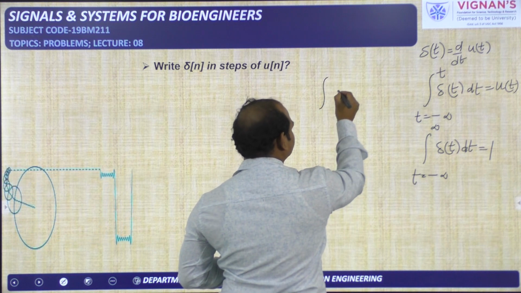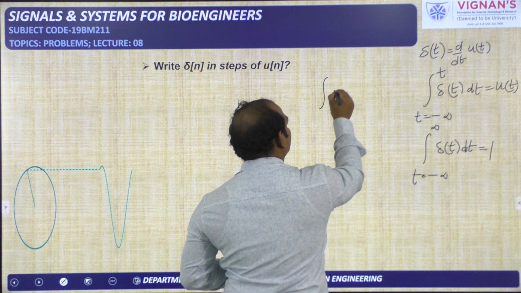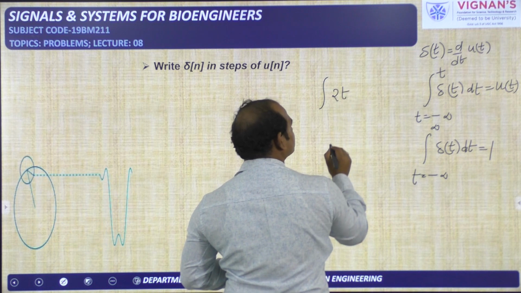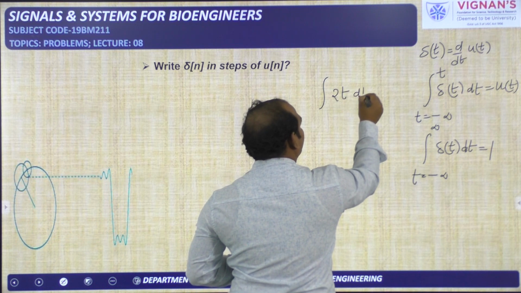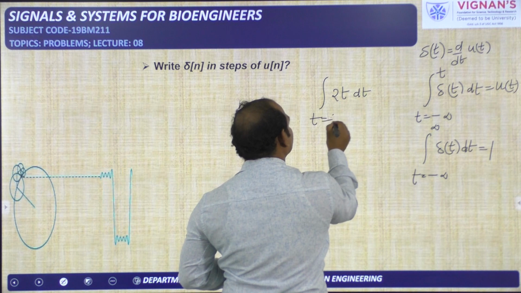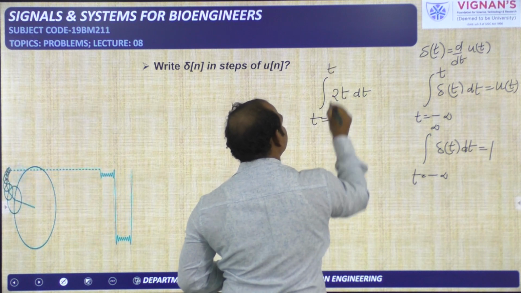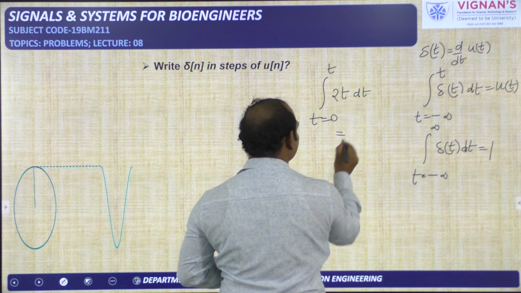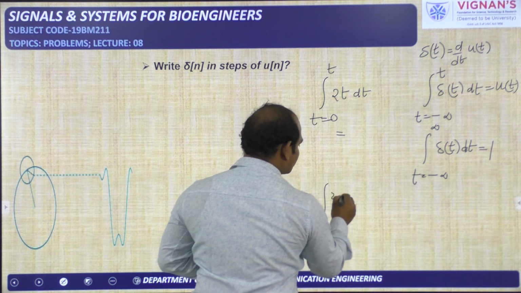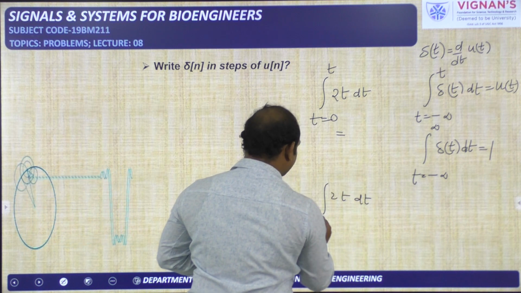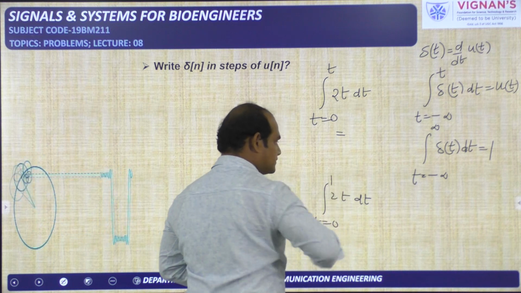Integral, for example 2t I am taking, dt, and t is from 0 to t. This is one integral we have to perform, and another one is the same function 2t only, but t is from 0 to 1 I am taking.